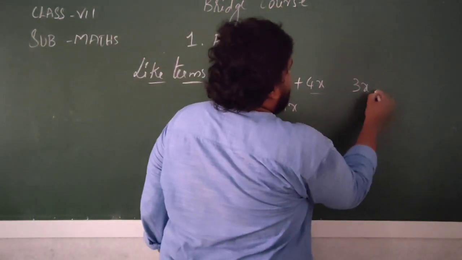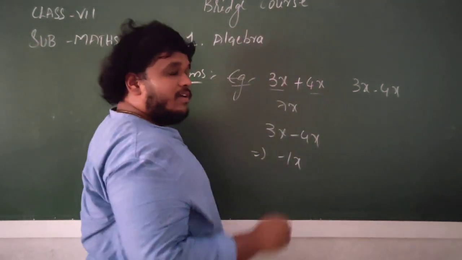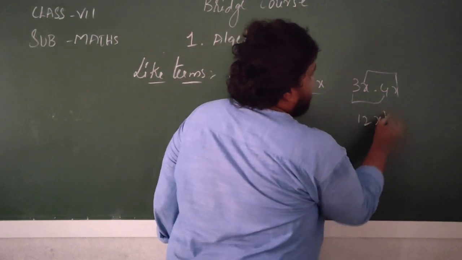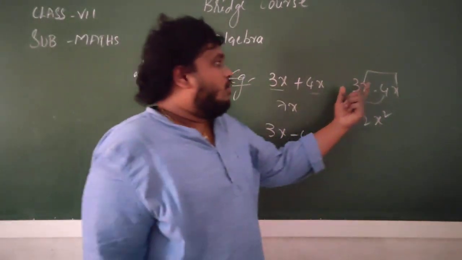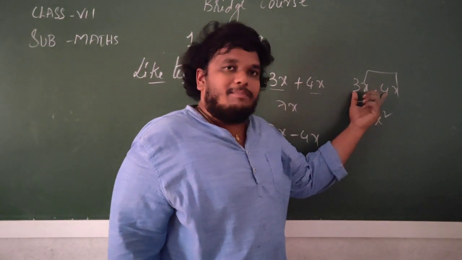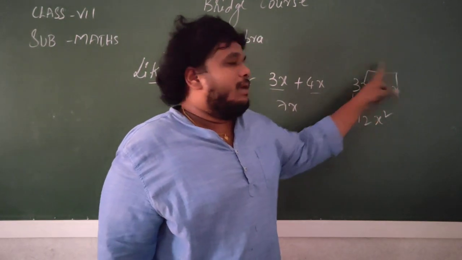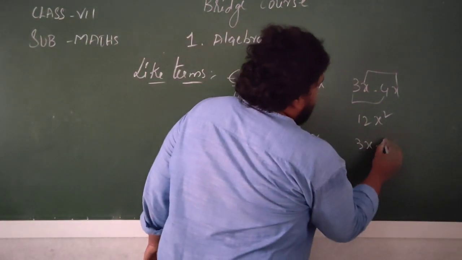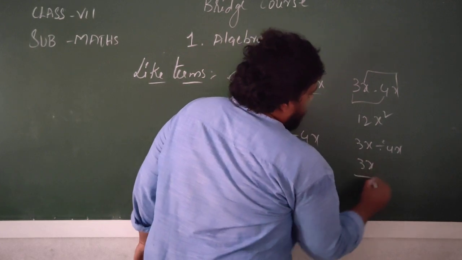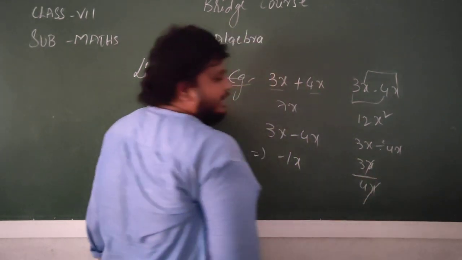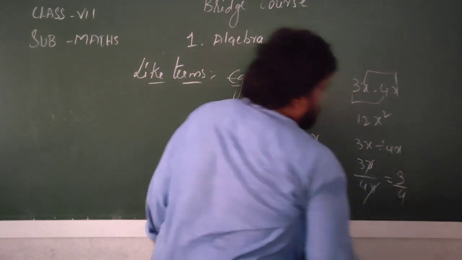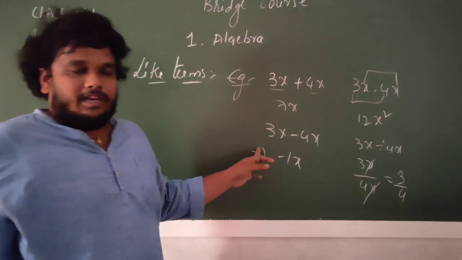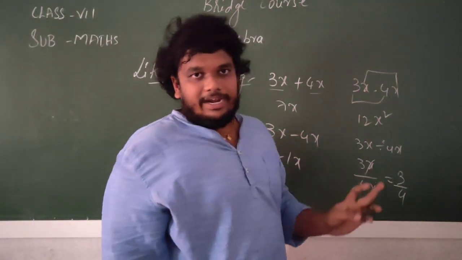If I want to multiply 3x into 4x, 3 fours are 12 and x into x will be x square, isn't it? So what you have to do is multiply the numbers as well as multiply the variables. If I want to divide 3x by 4x, the x gets cancelled and what will be the answer? 3 by 4. See, like terms can be added, subtracted, multiplied and divided.